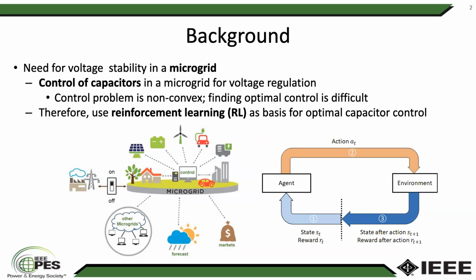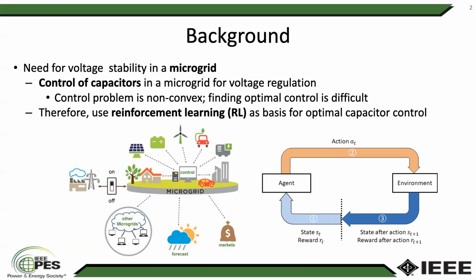A common tool for regulating the voltage is the control of capacitor banks. However, this control problem is non-convex, and so analytically solving for the optimal control is difficult. Therefore, this paper employs reinforcement learning, or RL, as the basis for optimal capacitor control.